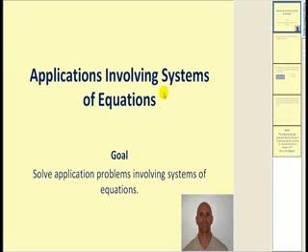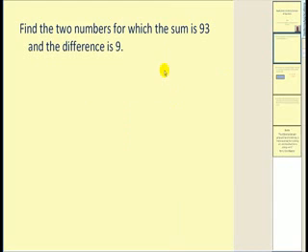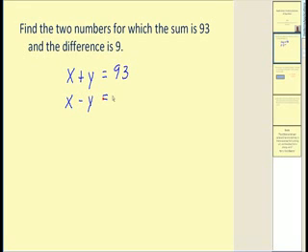Let's take a look at some applications involving systems of equations. Our first example: find two numbers for which the sum is 93 and the difference is 9. So we have two unknowns because we have two numbers. The sum, that would mean addition, x plus y must equal 93. And their difference is 9, so we would have x minus y must equal 9.